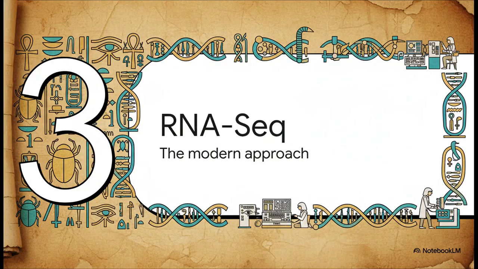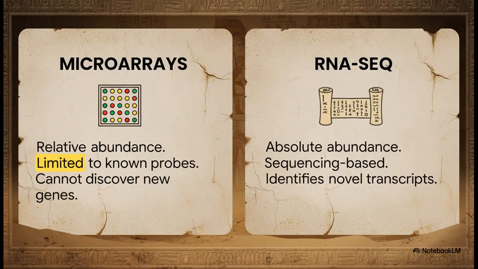Okay, so that's microarrays. Now let's talk about the modern successor, the current gold standard for this kind of analysis, which is RNA-seq. A compare and contrast question between these two is a classic exam question, so let's nail the key difference. With microarrays, you're limited. You can only see the genes you already knew about and put on the chip. But with RNA-seq, because you're sequencing everything, you can discover brand new genes, find different splice variants. It's a much more powerful discovery tool.